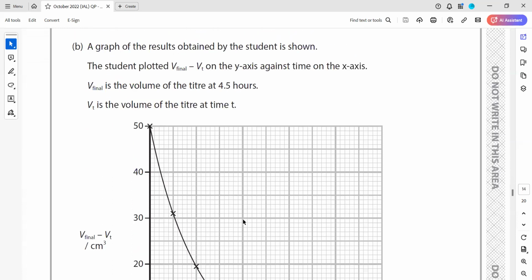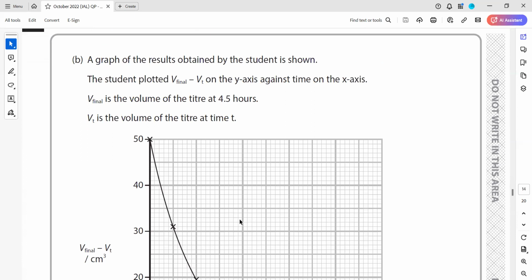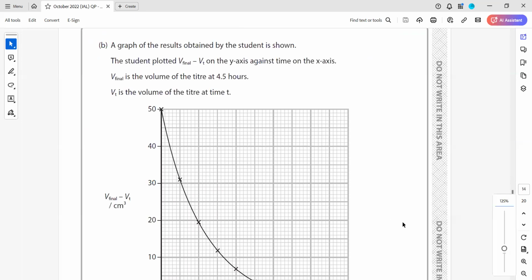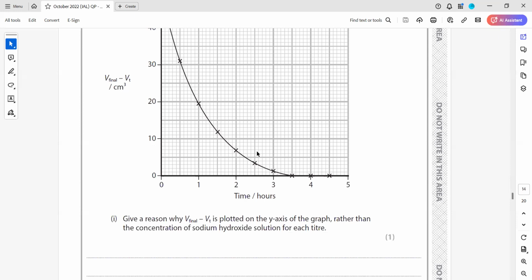The graph for the results obtained by the student is shown. The student plotted V final minus Vt. V final is the volume of titre at 4.5 hours and Vt is the volume of titre at time t. Give a reason why V final minus Vt is plotted on the y-axis rather than the concentration of the sodium hydroxide solution for each titre.